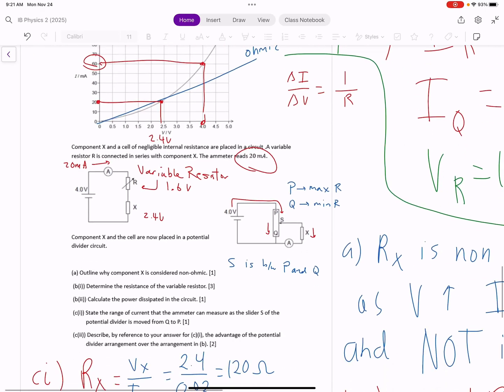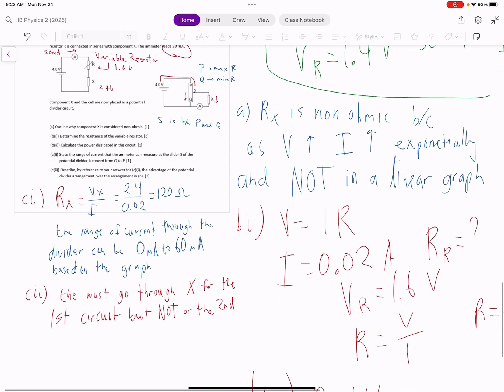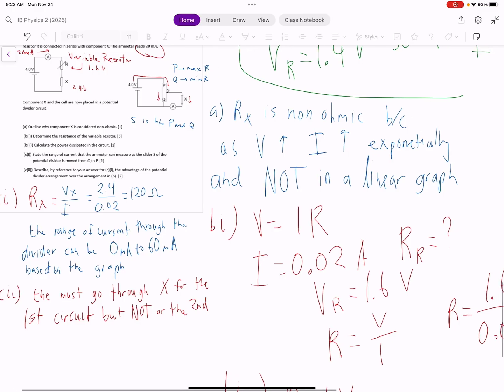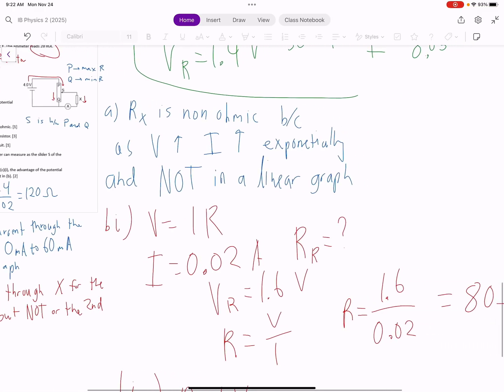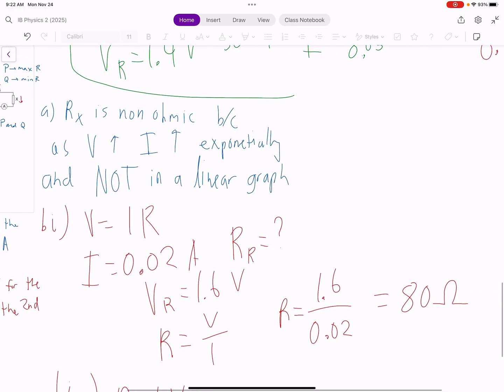Okay, so we know X is 2.4, and the voltage of the variable resistor has to be 1.6. If the variable resistor is 1.6 volts, and we know the current is 0.02 amps, we just plug that into V equals IR, or R equals V over I, and we get 80.